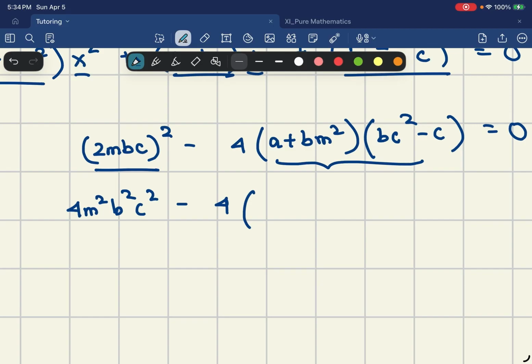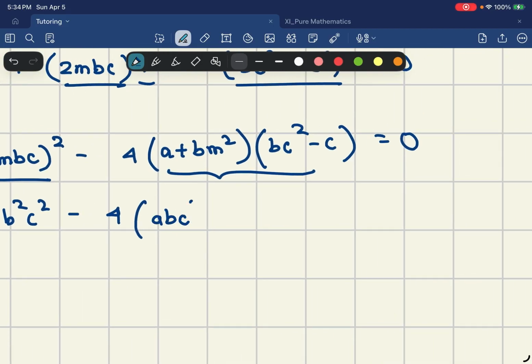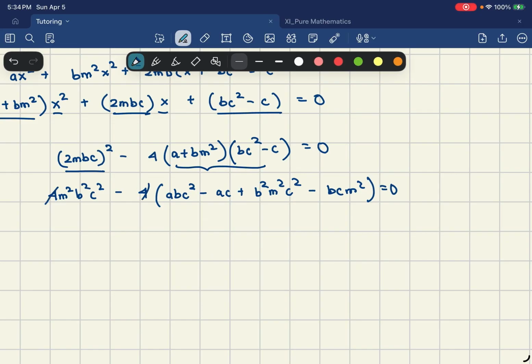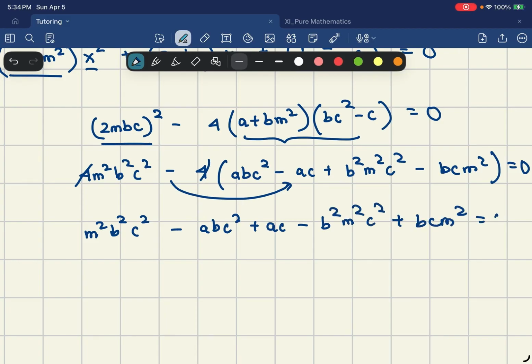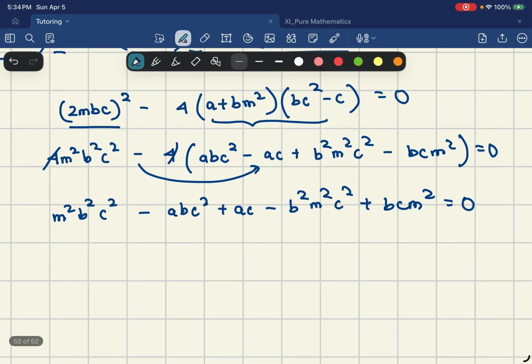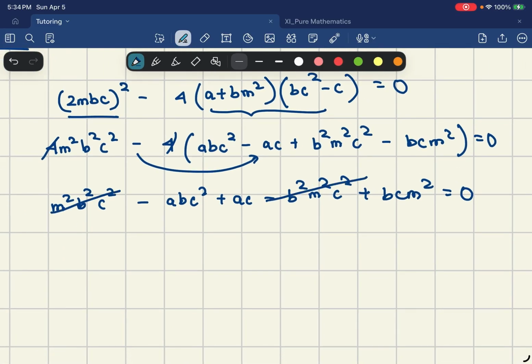If I simplify everything here, I get abc squared minus ac plus b squared m squared c squared. I know it's a bit funny as well. Minus bcm squared. That is equal to 0. And now if I divide by 4 on both sides, I have m squared b squared c squared minus abc squared. I have to distribute this negative sign, right? Plus ac minus b squared m squared c squared plus bcm squared. I just distribute this negative sign inside my brackets. So this and this, I believe, should cancel out. m squared b squared c squared minus m squared b squared c squared.